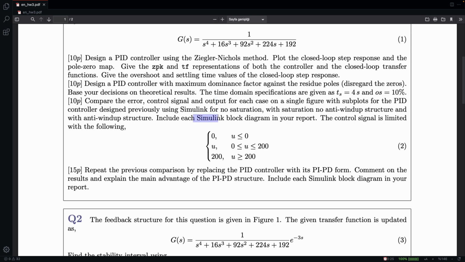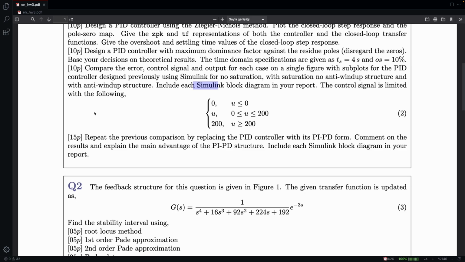You should include each Simulink block diagram in your report so that we can see how you did the connections and so on. And also, of course, you should provide a figure for each Simulink model where we can see the error signal, the control signal, and the output. By control signal, I mean, of course, the saturated and pre-saturation control signal, etc. So you should add everything about the control signal that can be added to the plots. And we have this control signal limitation, and the only thing that is requested is to provide the results accordingly with the PID controller that you have designed.